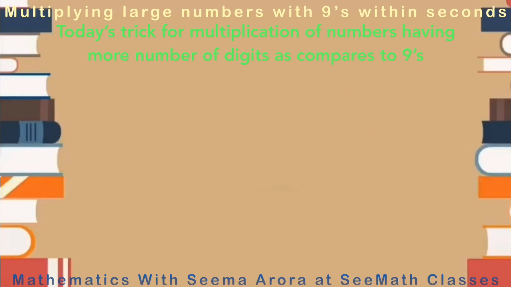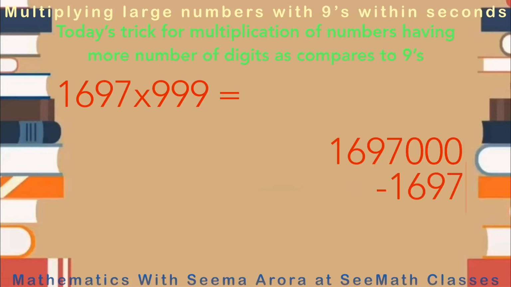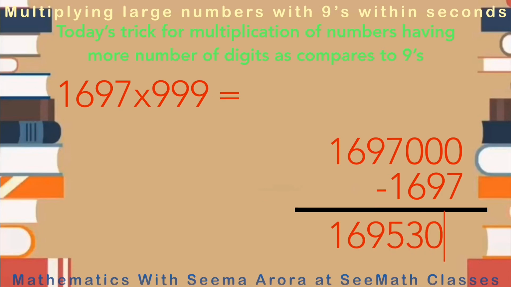Now we may take one more example. We multiply 1697 by 999. The second number has 3 nines, so write 1697000 and subtract 1697 from it. We get the result 1695303 in a matter of seconds.